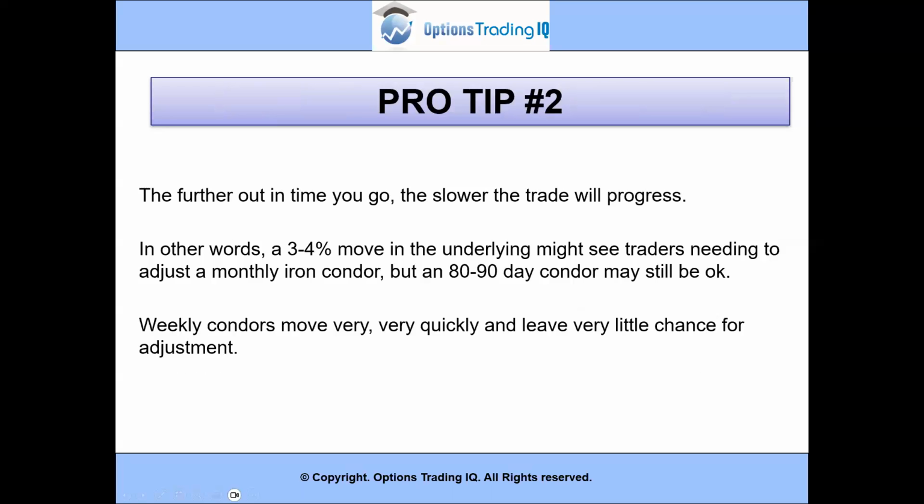So basically the same thing: the further out in time you go, the slower the trade will progress. A 3 to 4% move in the underlying might need an adjustment for a monthly condor, but an 80 to 90-day condor might still be okay. And weekly condors are going to move very, very quickly and leave very little chance to adjust.